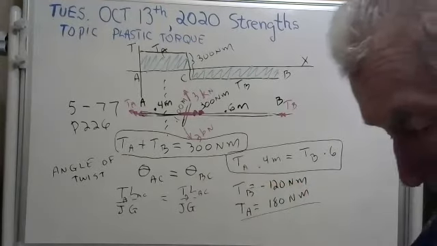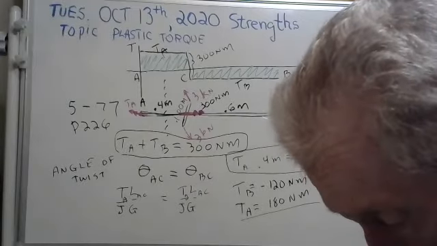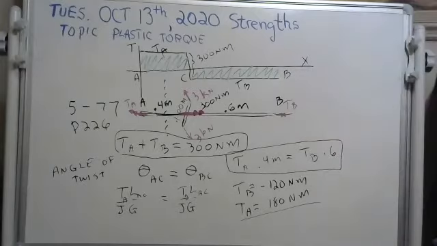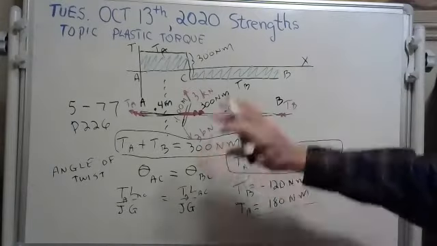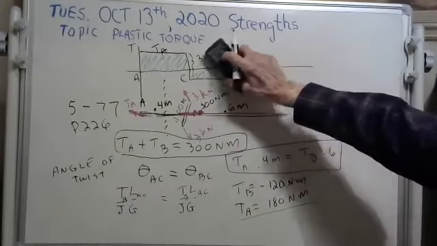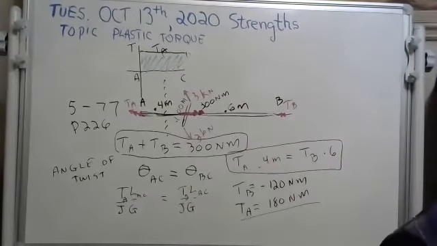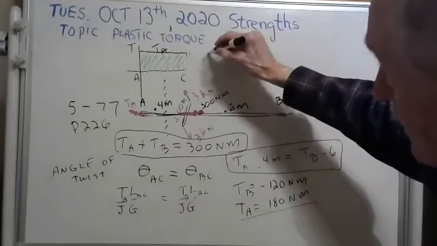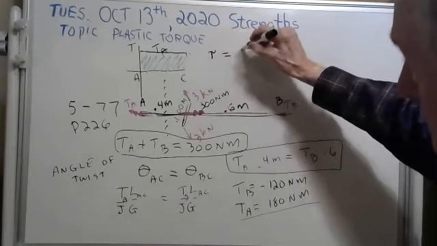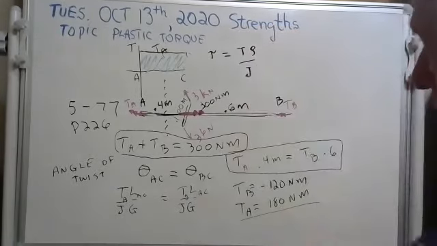Okay, now let's finish the problem. What do they want us to do? They want the shear stress in AC and CB. Well, there's a little room up here. Let's do that. They want the shear stress. Well, we have a lovely equation that goes like this. And it's got a name.